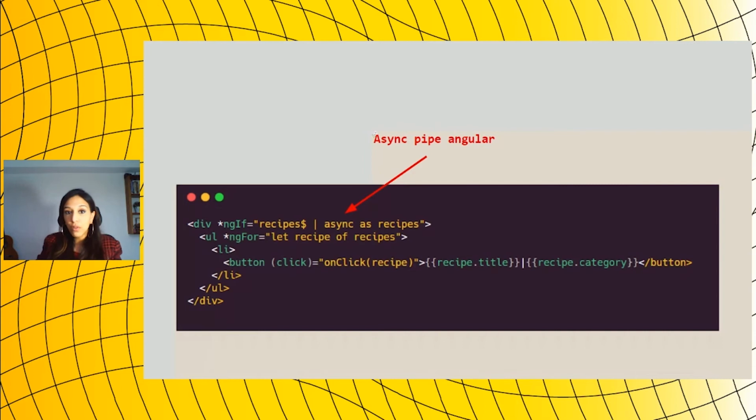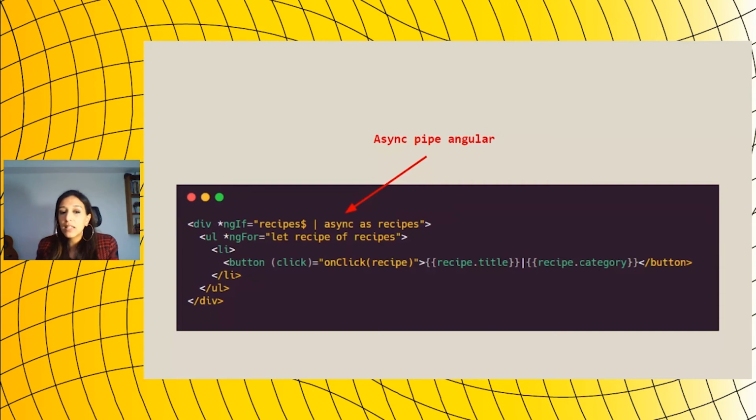For those who don't know the async pipe, this pipe will first of all do the subscription for you, which is so great. I don't need to trigger the subscribe, and best of all, it will unsubscribe for you. I don't need to care about the unsubscription. Okay, and in this case, your application will be performant. I mean, I don't have memory leaks in this case.